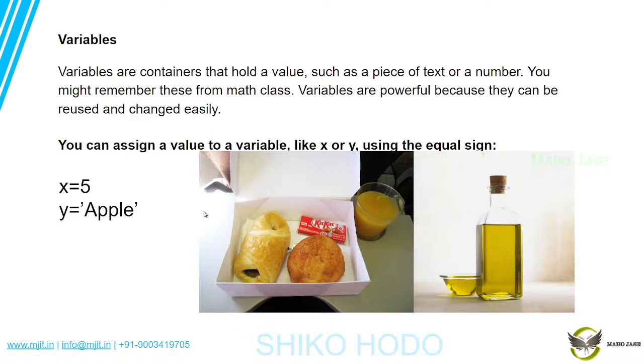So now I hope you understand what variables are. In a simple way, variables are used to store a piece of text or number, like our tiffin box and our oil jar. So what is happening is we are actually storing our tiffin and oil. In the same way, Python would store number 5 and apple in x and y.